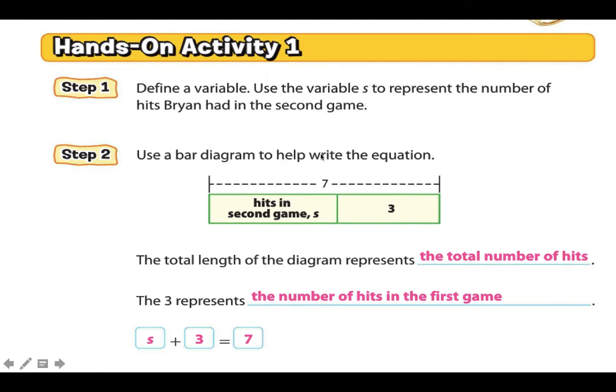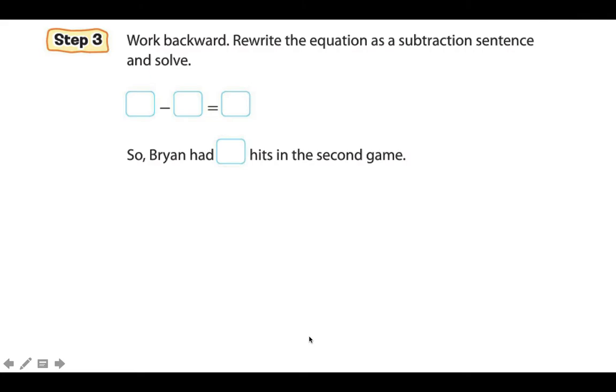So, if there are 7 in all, that means we can add the number of hits in the second game and the first game together to get 7 in all. So in the spaces here, you should have S plus 3 equals 7.